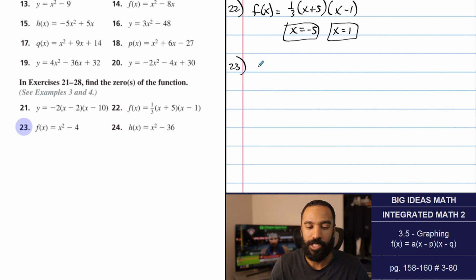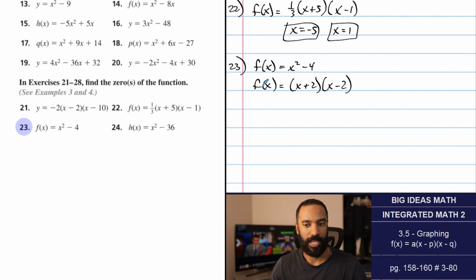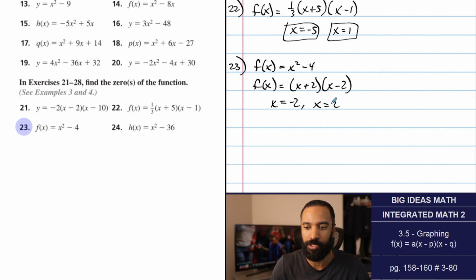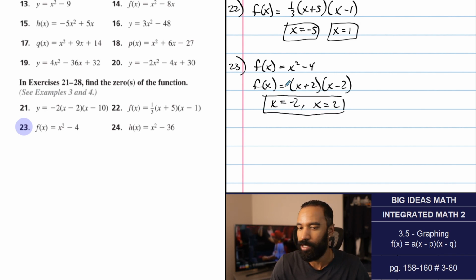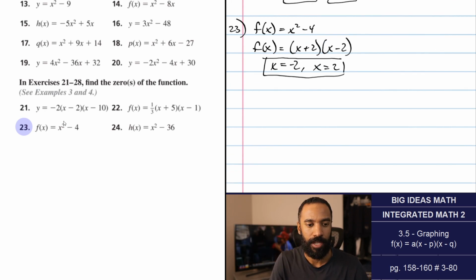Number 23, this is not set equal to anything, and it's not factored. x squared minus 4. You factor it first. This factors into x plus 2 times x minus 2. Now we can find those zeros, set that equal to 0. Zero product property, you're going to get -2 and +2 as your zeros there. Again, they represent the x-intercepts as well for this graph. There's no difference in those names.